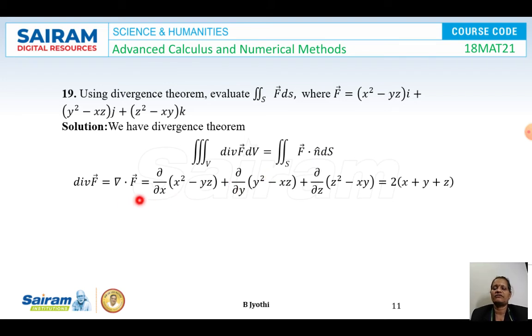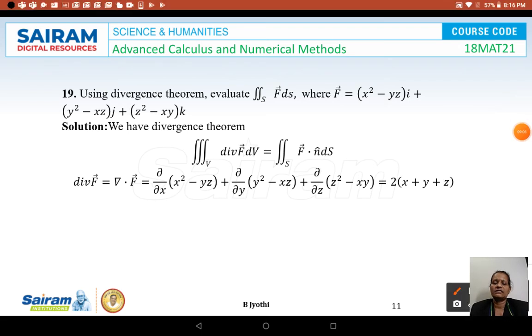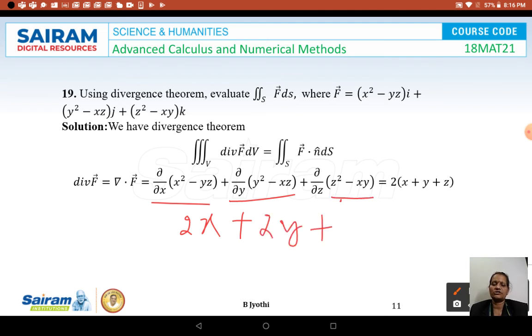Now div F is given by del dot F, that is, dou by dou x of (x squared minus yz) plus dou by dou y of (y square minus zx) plus dou by dou z of (z square minus xy). Here dou by dou x of (x square minus yz) gives 2x, dou by dou y of (y square minus xz) will be 2y, and dou by dou z of (z square minus xy) will be 2z. On simplification we can take the 2 outside, we get 2 times (x plus y plus z).